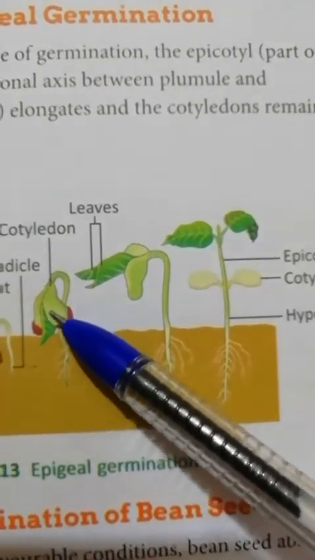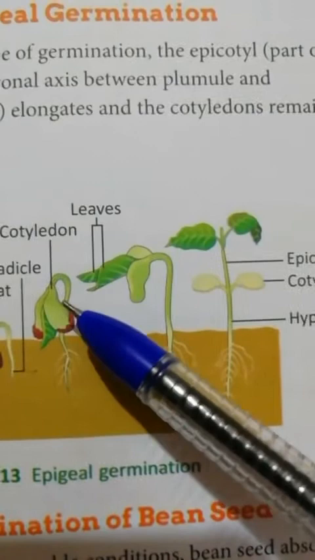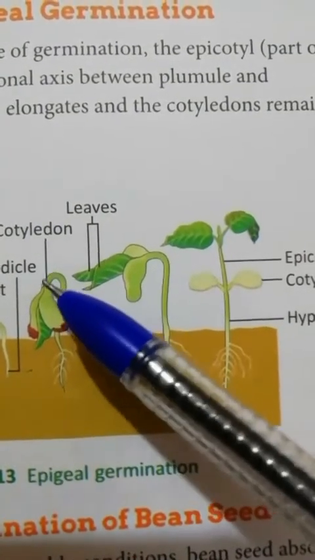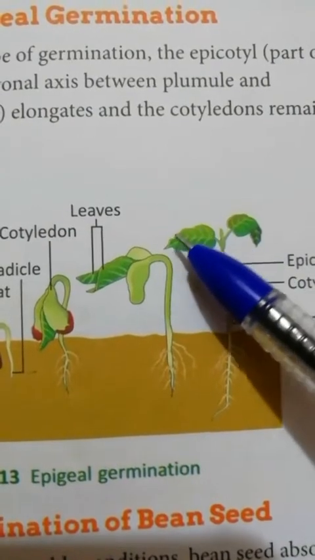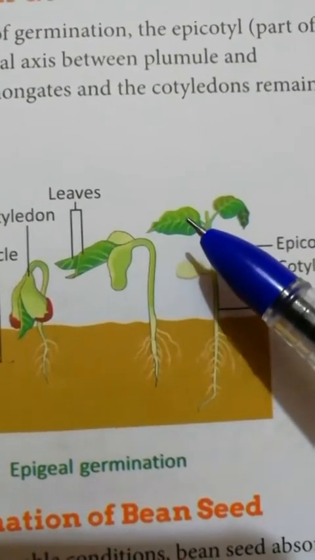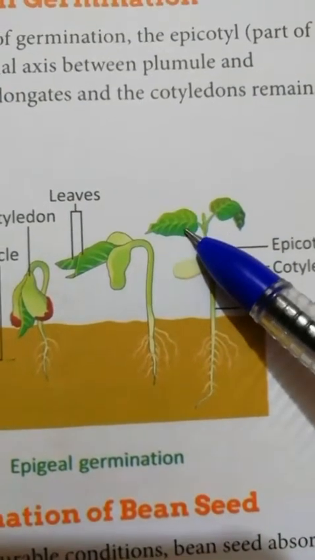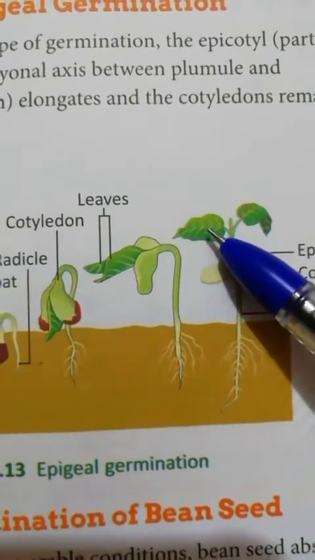These make food for the plant. After some time, these cotyledons dry off and the plumule forms the new green leaves and starts making food for the plant. So this is epigeal germination.